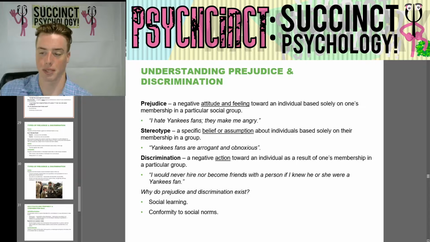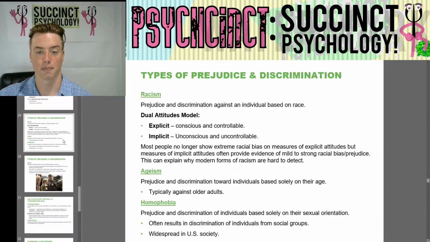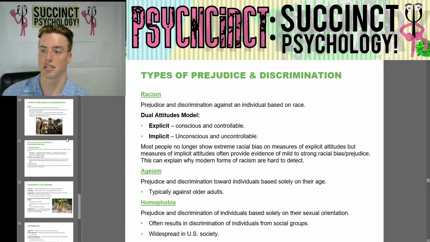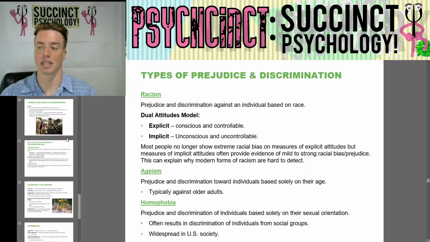Why do prejudice and discrimination exist? Well, we can blame social learning and conformity to social norms. So, types of prejudice and discrimination. Now, there's racism, which is prejudice and discrimination against an individual based on race.